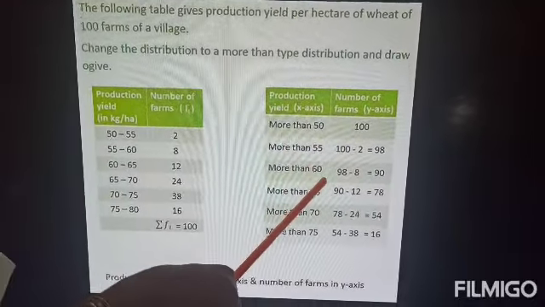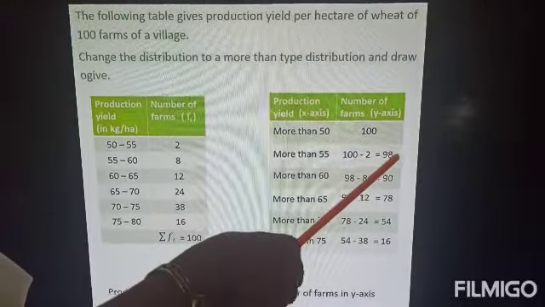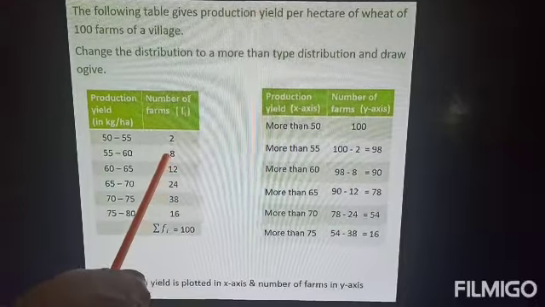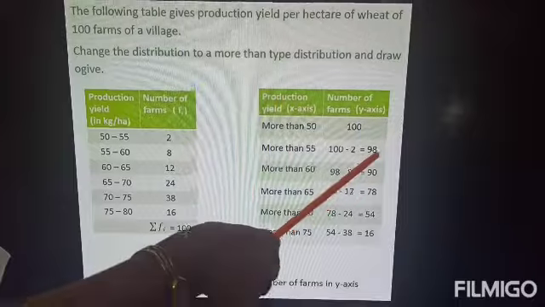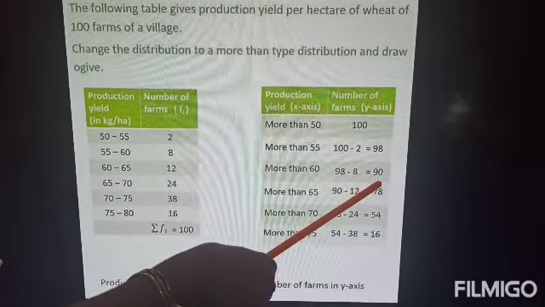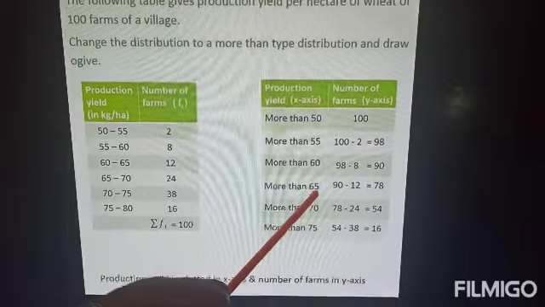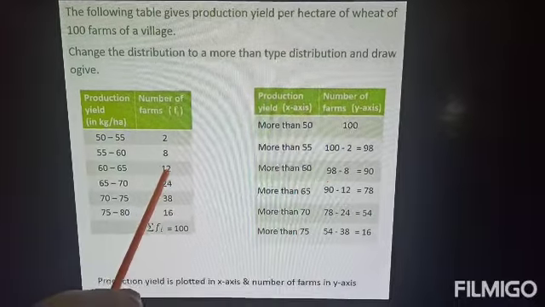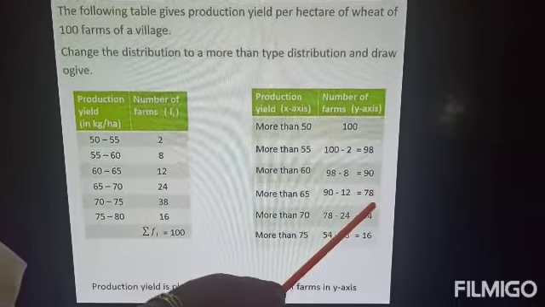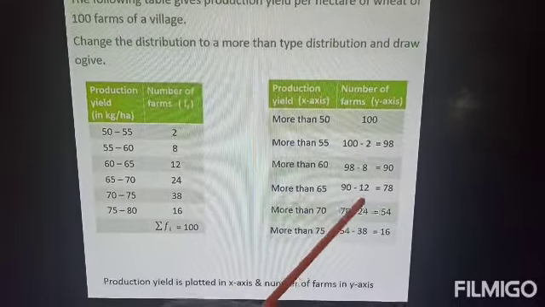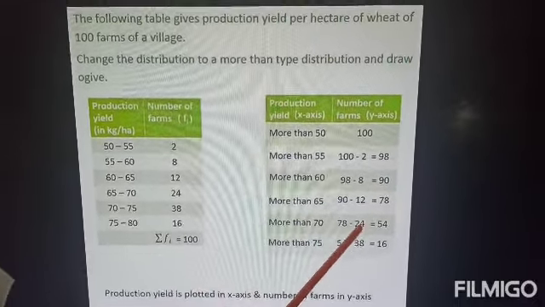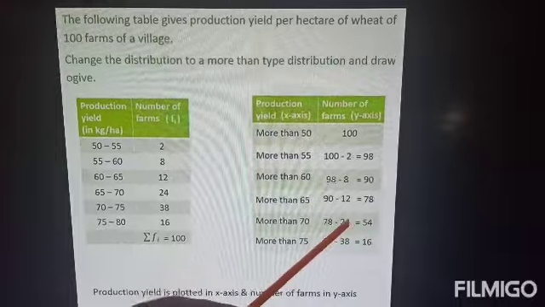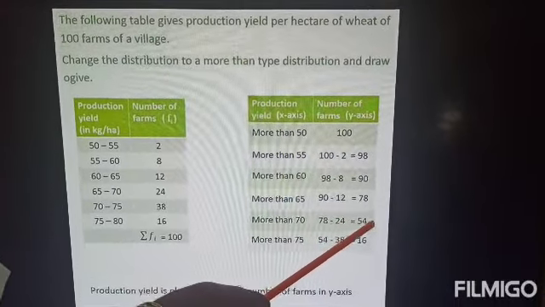Next, more than 60. To get this, after subtracting to get 98, again the next frequency 8 we have to subtract from 98. 98 minus 8, 90. Okay. Next, more than 65. To get this, 90 minus next frequency 12. 90 minus 12 will get 78. More than 70. To get this, 78 minus 24. Next frequency I have to subtract from the remaining frequency. 78 minus 24, we got 54.